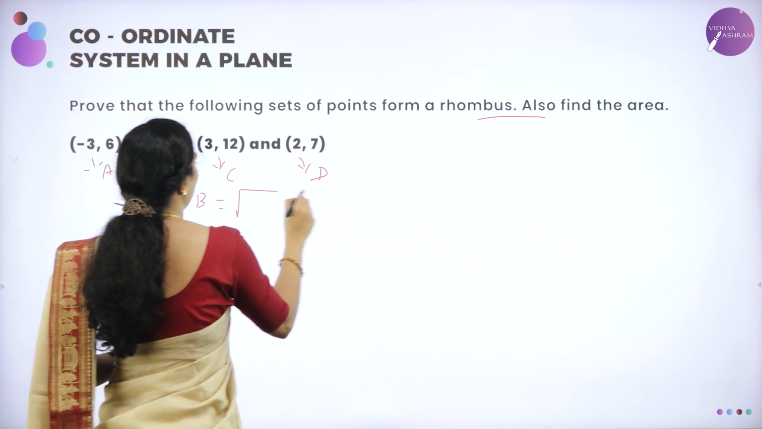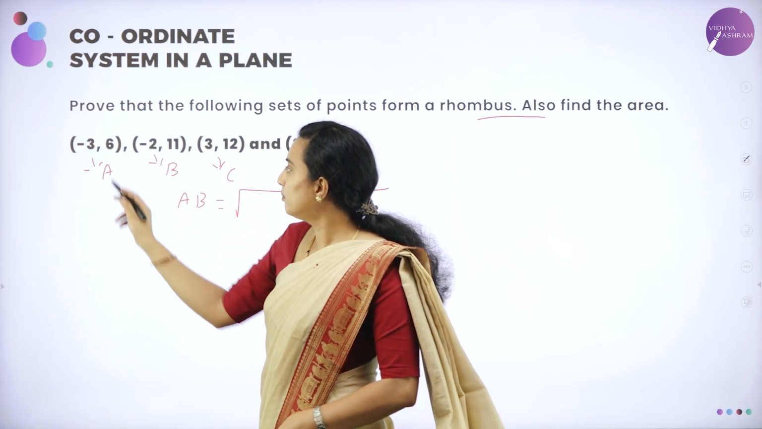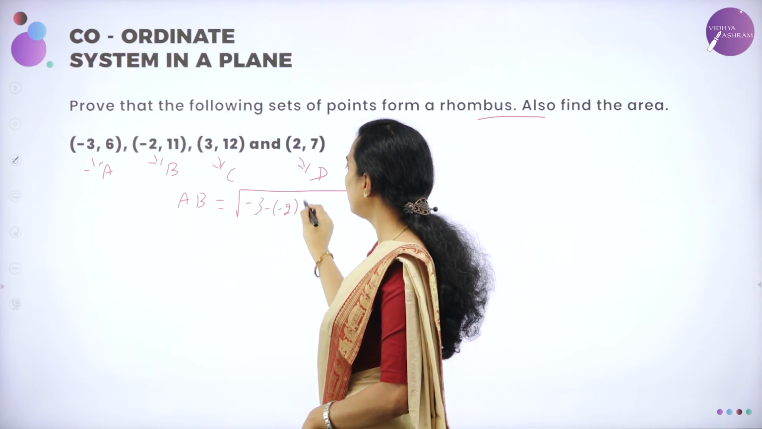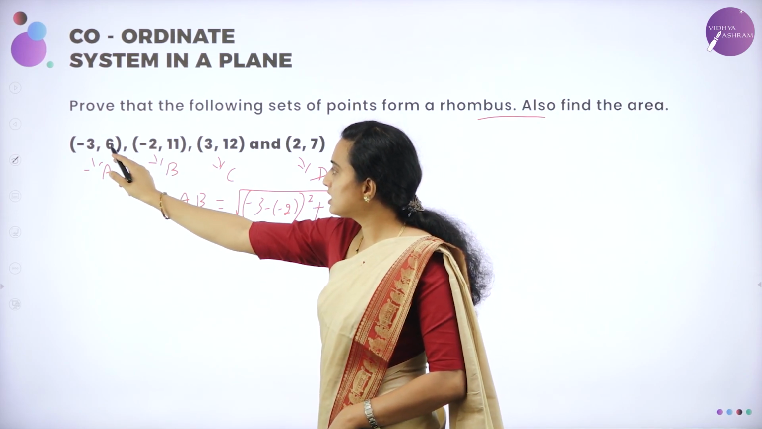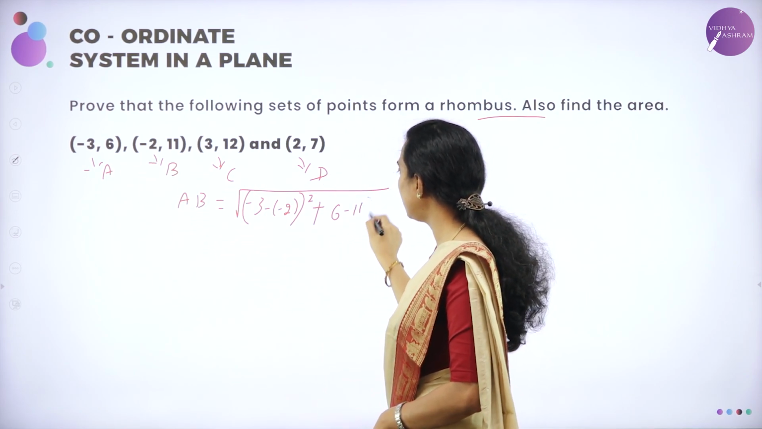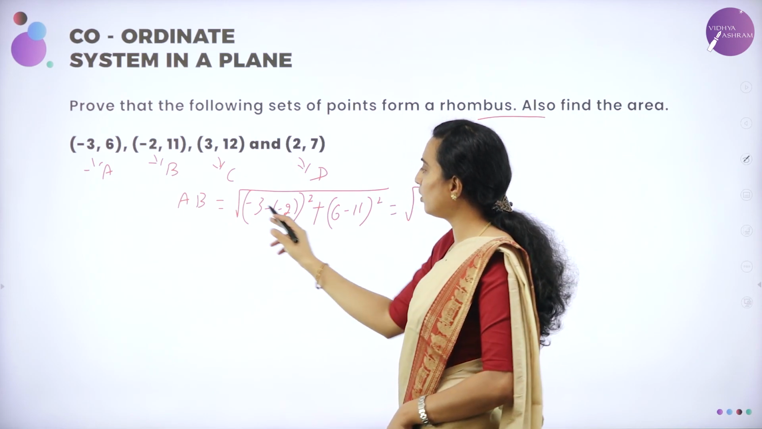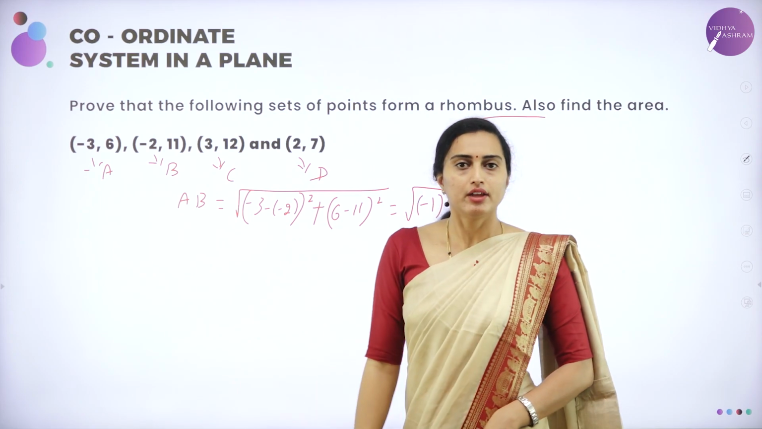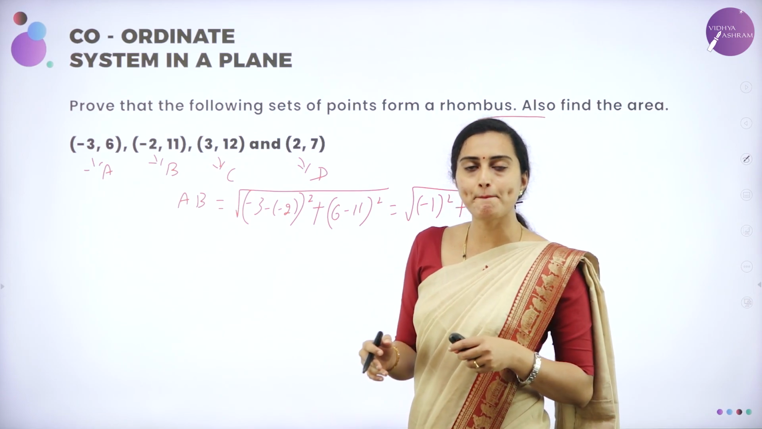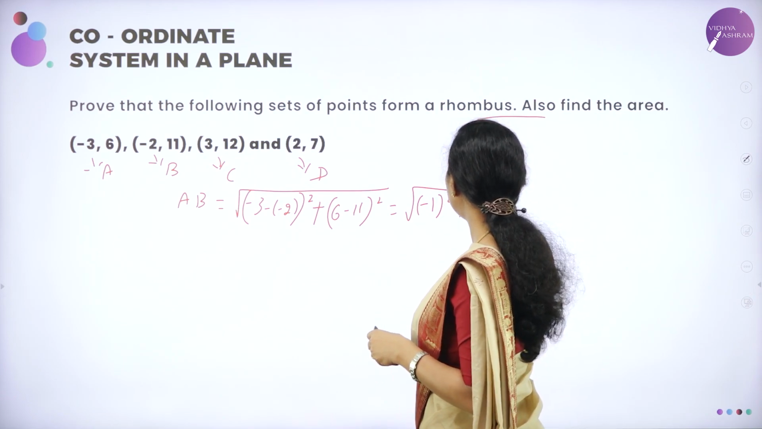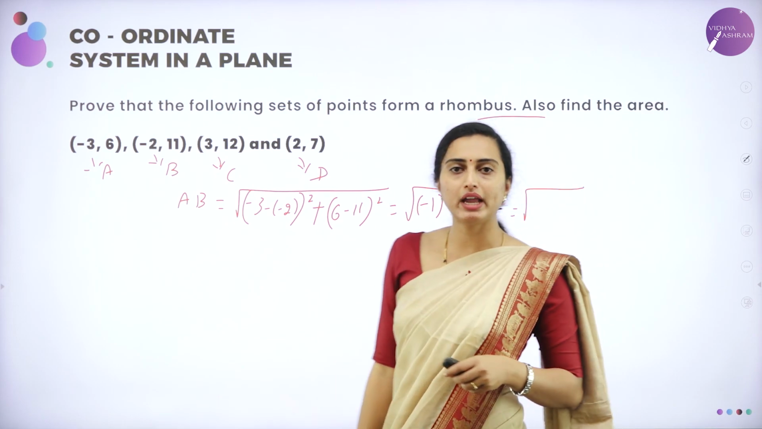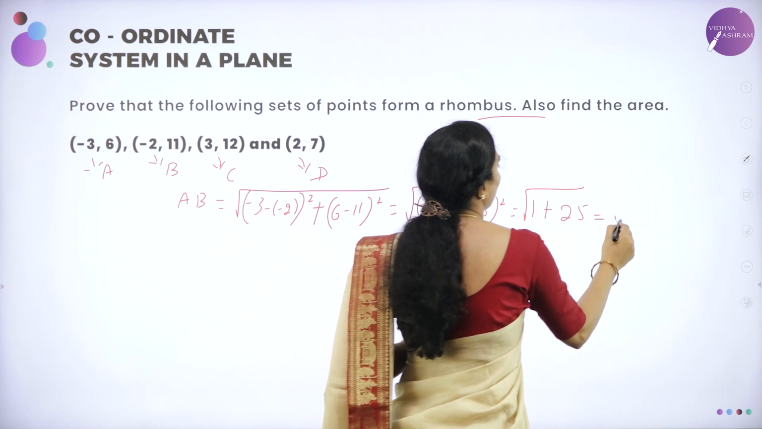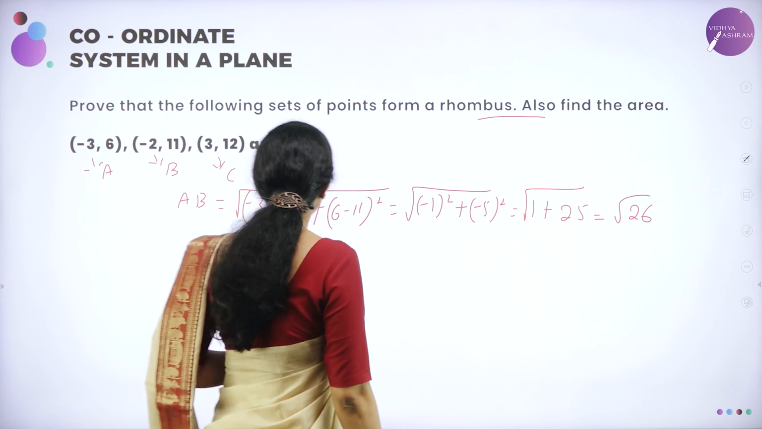AB will be equal to, again using the distance formula, the square root of (minus 3 minus of minus 2) whole square plus (6 minus 11) whole square, which is the square root of minus 3 plus 2, that is minus 1 whole square, plus 6 minus 11, which is minus 5, whole square. That is the square root of 1 plus 25, which is root 26. Okay, we'll be moving on to the next.